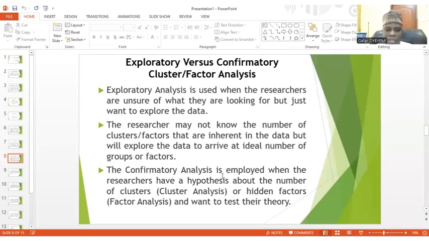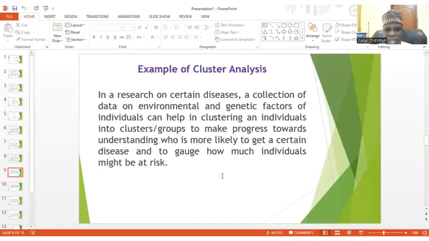But confirmatory analysis is employed when the researcher already has a hypothesis about the number of clusters or the number of factors that he or she is looking for. So before the analysis, he already knows that, okay, there's going to be 3 groups, there's going to be 4 groups. Or in the case of factor analysis, he already knows that he's going to have 4 factors. So he just wants to test the theory using the data collected. So that is confirmatory factor analysis or cluster analysis.